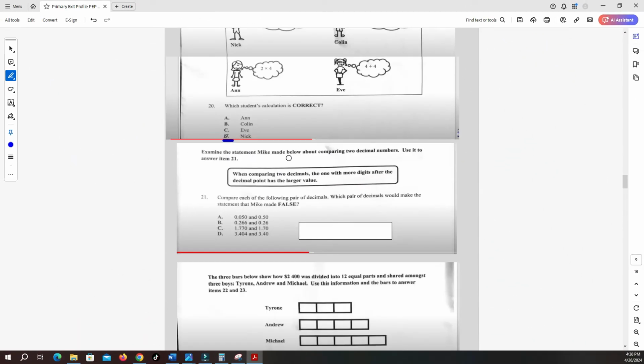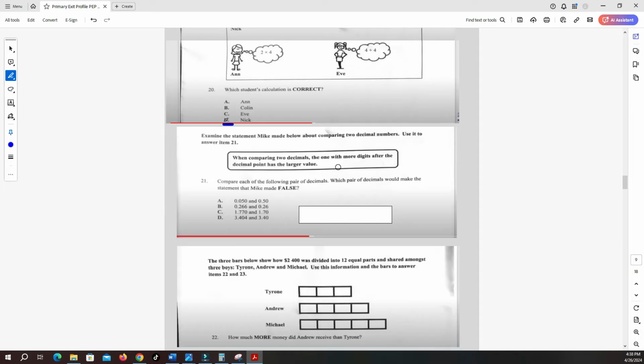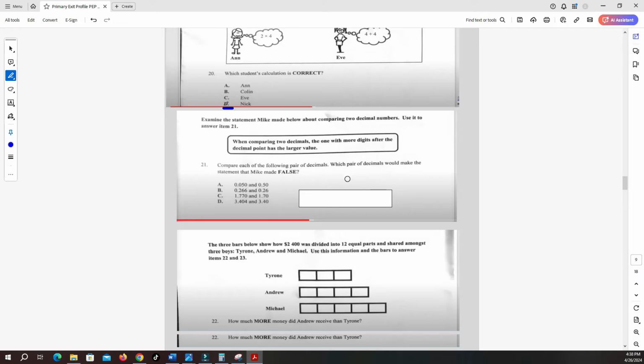So examine the statement Mike made below about comparing 2 decimal numbers. Use it to answer 21. It says when comparing 2 decimal numbers, the one with more digits after the decimal point has a larger value. Wow, who said so? Alright, so compare each of the following pairs of decimals. Which pair of decimals would make the statement that Mike made false?